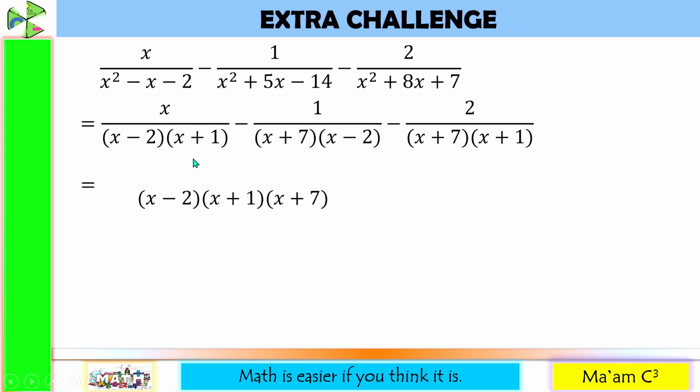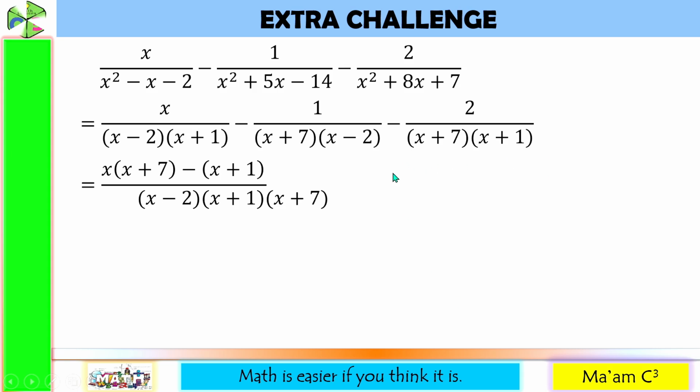The LCD divided by the first denominator, the common factors are x minus 2 and x plus 1, meaning we are left with x plus 7. Times x would give us x times x plus 7. The LCD divided by the second denominator. What are the common factors? We have x plus 7 and x minus 2, meaning we are left with x plus 1 multiplied with negative 1. So that would be negative quantity x plus 1.